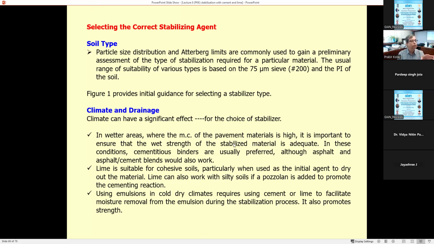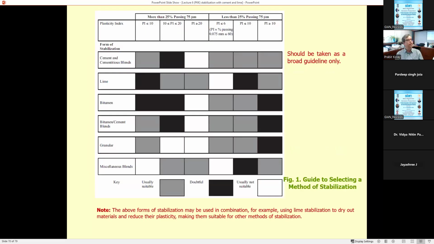In the wetter areas, moisture content affects the material, so in that case a cementitious binder is usually preferred. Lime is suitable, as I repeatedly said, for cohesive soil, particularly as an initial agent or to dry out the material. So that is not a stabilizer; it acts as a modifier. Using emulsion in a cold, dry climate requires using cement and lime to facilitate moisture removal from the emulsion during the stabilizing process.